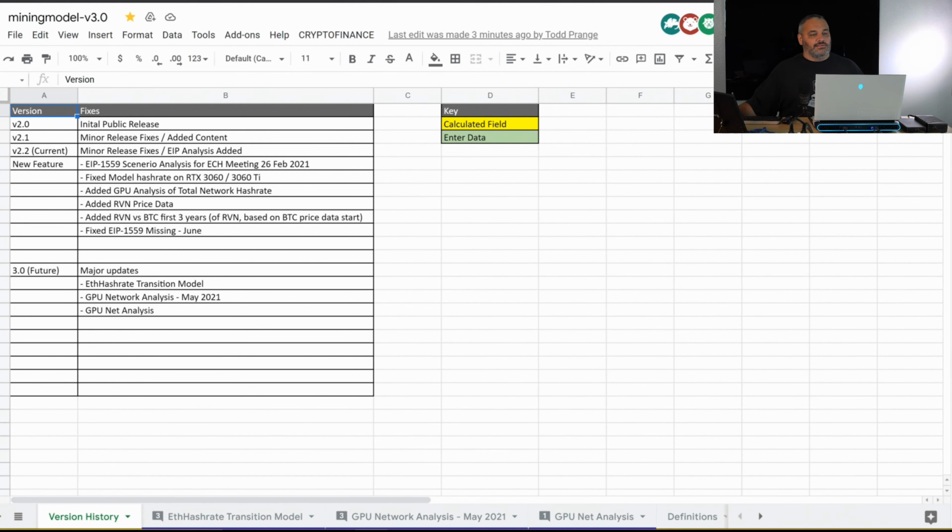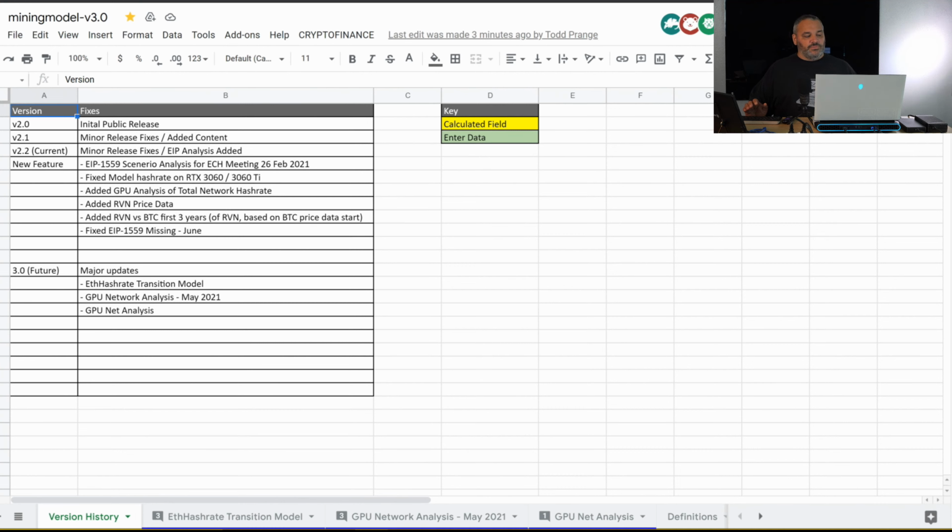So let's take a look at the spreadsheet here. Hopefully everybody can see this. This is the first tab in this spreadsheet. The link is below. Google Sheets has a limit on the number of people that can be in it concurrently. But most of the updates and changes I make, I try to put in this first tab, which is the version history at the bottom.